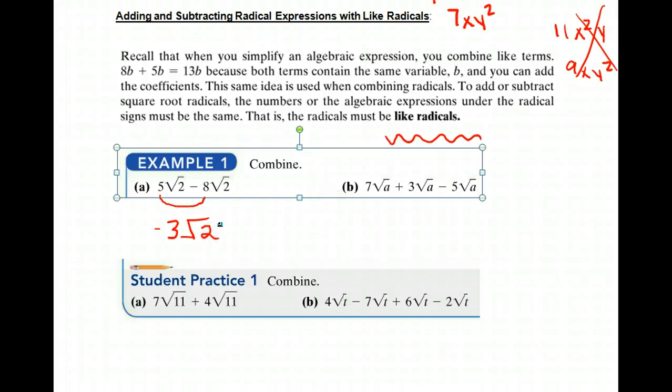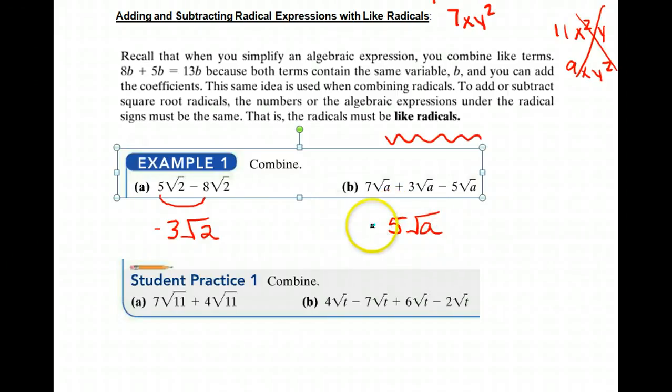For letter B, glance across that expression. Are the radicals the same? We have a radicand of a, and a. So we're just going to take a look at what operations we're being asked to do. We have 7 plus 3, which makes 10 root a, minus 5 root a, and that's going to give us a final answer of 5 root a.